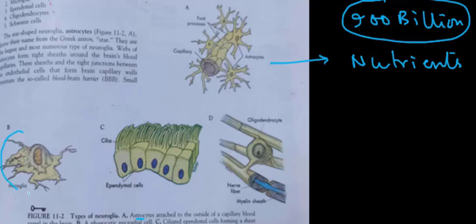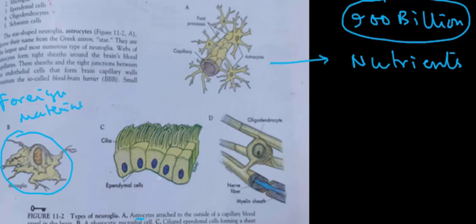Next is the microglia. The main function of microglia is to engulf foreign materials and bacteria. So this helps in the immunity of our nervous system. It engulfs the foreign material and the bacteria in our nervous system.